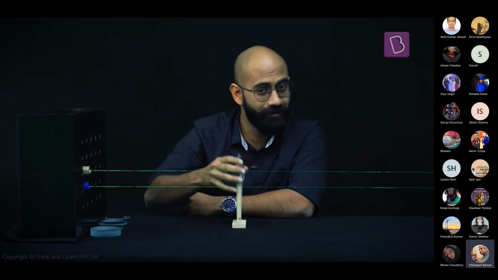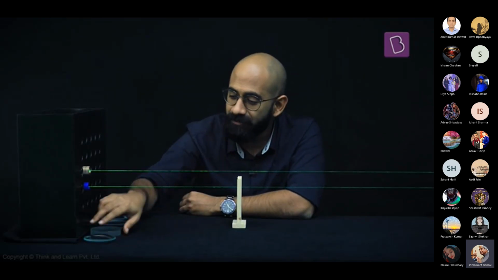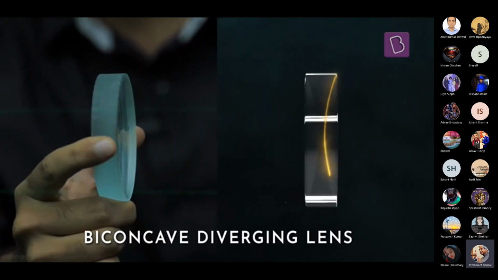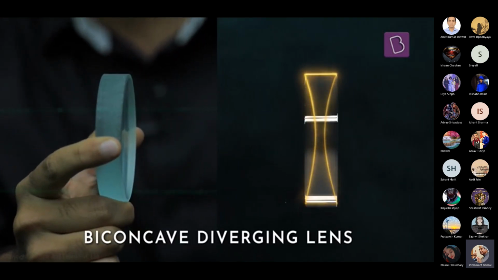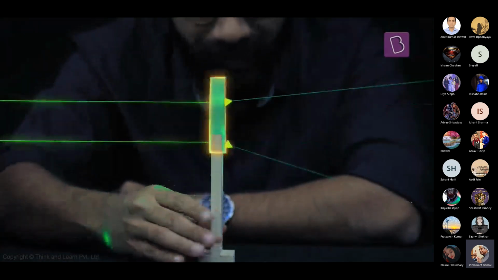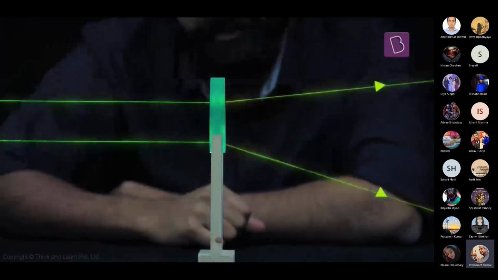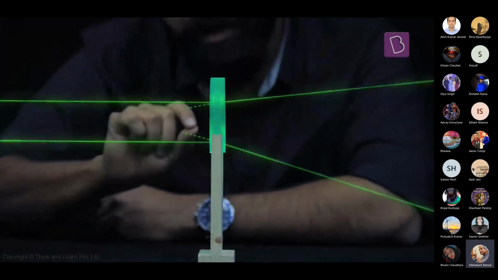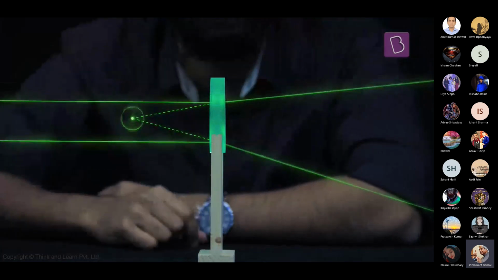The other type of lens is a diverging lens. And over here, I have a biconcave diverging lens. When the rays pass through the lens, they get diverged. If you look closely, you'll notice that they look like they are emerging from a point behind the lens.